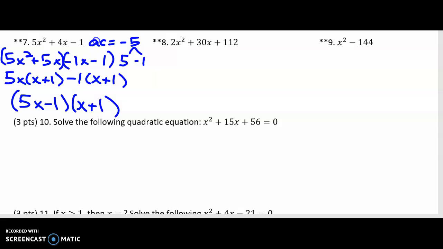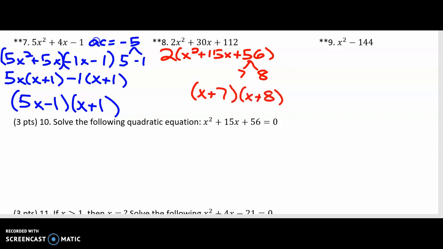Okay, number 8, just another factoring question. GCF first. There is a GCF. GCF is 2. I can take 2 out of everything. If I do that, I am left with x squared plus 15x plus 56. Now what I'm looking for is what multiplies to 56 and adds to 15. That would be 7 and 8. Again, my A is 1 here, so I can go straight to my answer. Now don't forget you took out a GCF of 2, so that's a part of your answer.